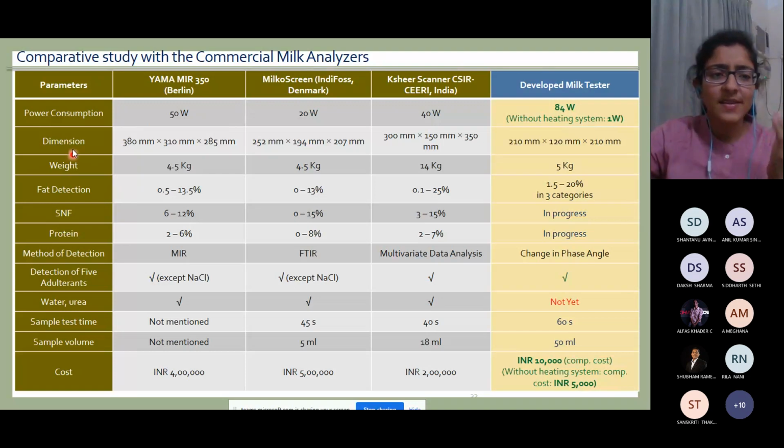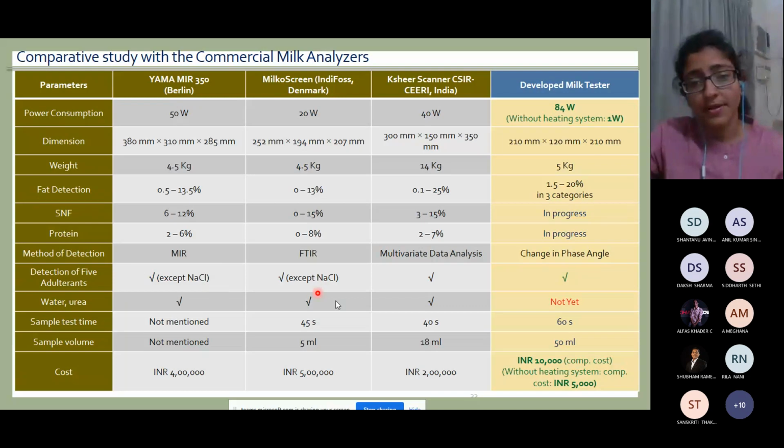Then dimension, weight, these are the basic specifications we found. Then whether they can detect SNF, protein, they can detect, but we have that in progress. Then we focused on 5 adulterants. They can detect them except the NaCl. I explained this earlier, but our instrument can check the NaCl.